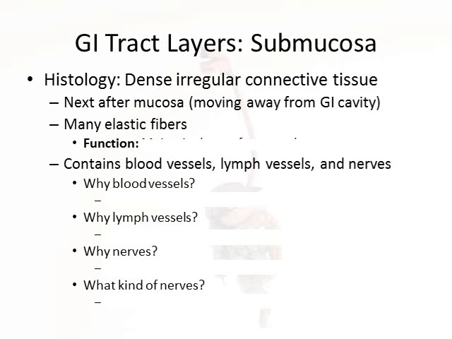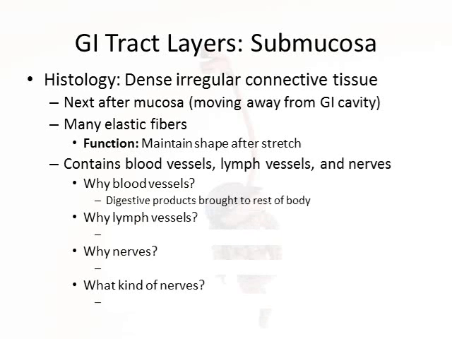Okay, next we have the submucosa, and the histology of this is it's dense irregular connective tissue. Okay, so this is next after the mucosa, moving out away from the inside part of the GI tract where the food will be going through. Okay, so there are many elastic fibers found here, and the function is to maintain shape of the GI tract after it gets stretched out when a big thing of food goes through there. Okay, we also find blood vessels, lymph vessels, and nerves in here.